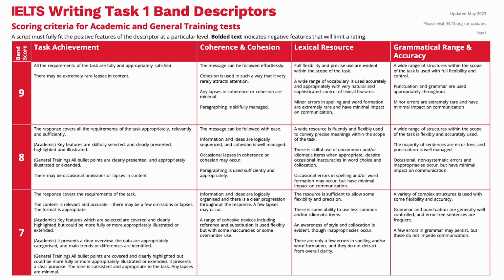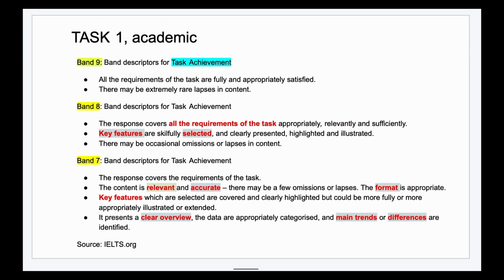So I'm trying to translate this into, let's say, a simpler language that we are going to take a look at right now. As you can see, I highlighted a few words, vocabulary that are important for us here: all the requirements of the task, key features, relevant, accurate, format, clear overview, main trends, and differences. So these are basically the words we are going to work with in order to come up with our response to the task 1 prompt.